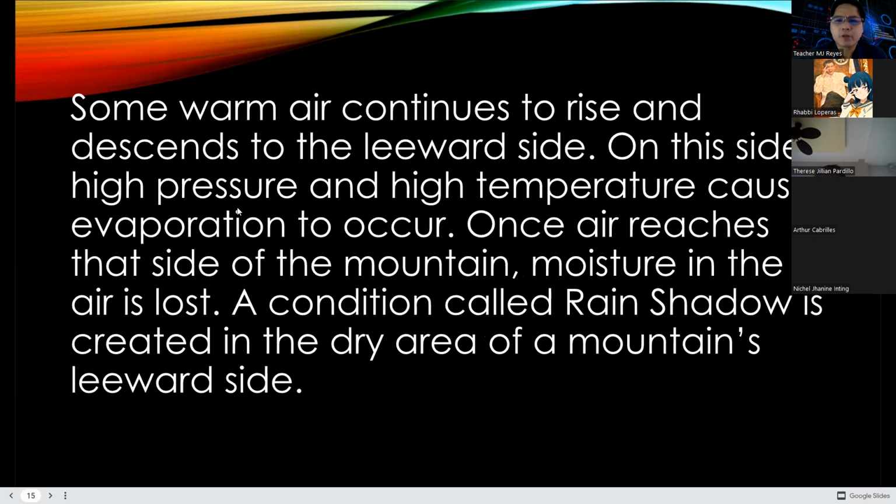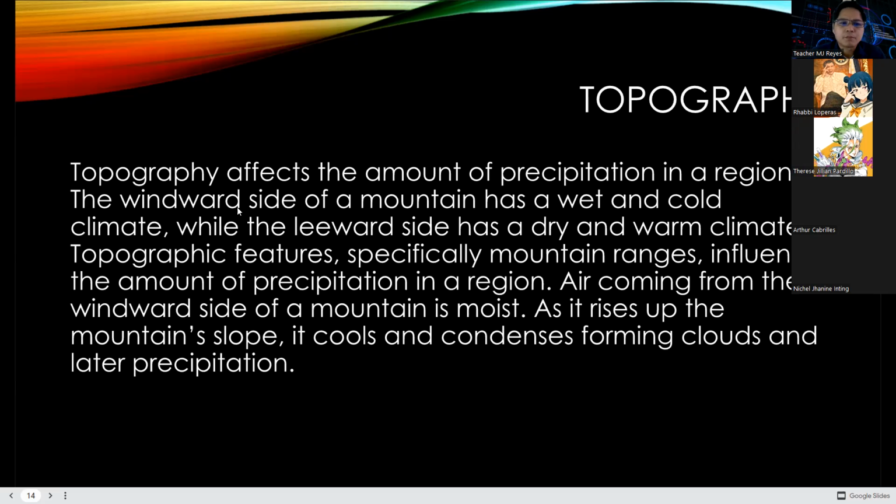We're talking about the leeward and windward side of the mountain. Let's take a look at it later. What's with the leeward and the windward?